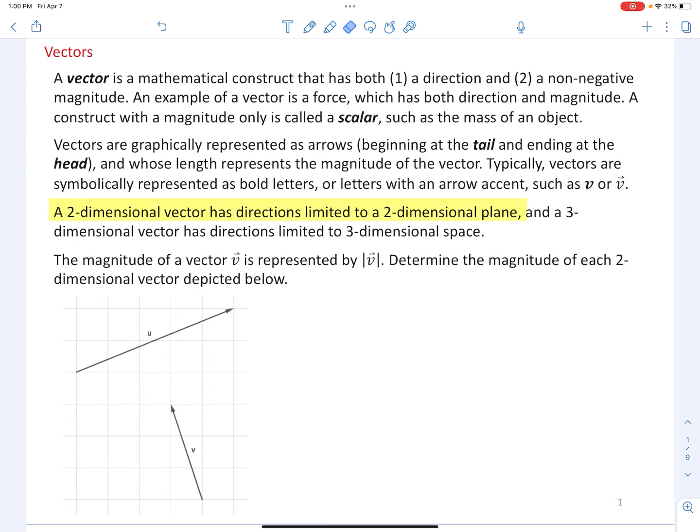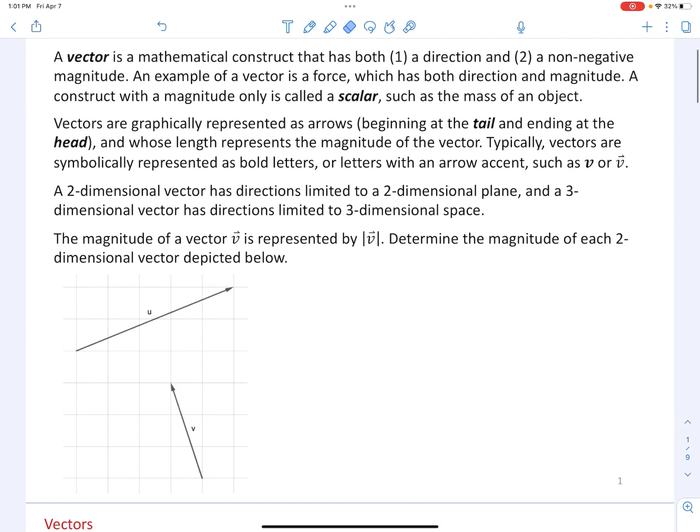A two-dimensional vector has directions limited to a two-dimensional plane, and a three-dimensional vector has directions limited to a three-dimensional space. Now, the magnitude of a vector is represented by putting the vector symbol inside what looks like absolute value signs. Now, determine the magnitude of each two-dimensional vector depicted below.